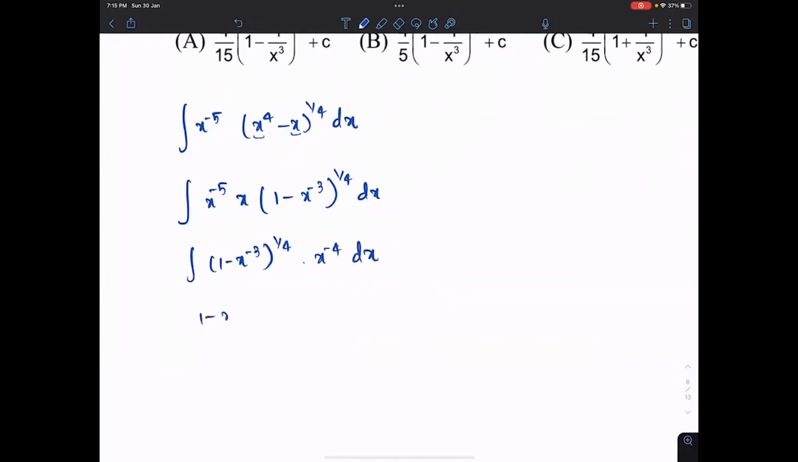Now take this 1 minus x power minus 3 as t. So differentiate: 3 times x power minus 4 dx will be dt. So this will be dt only. This whole thing is t we have taken. So your integration will be integral t power 1 by 4 dt by 3. 1 by 3 will come out. That's all.